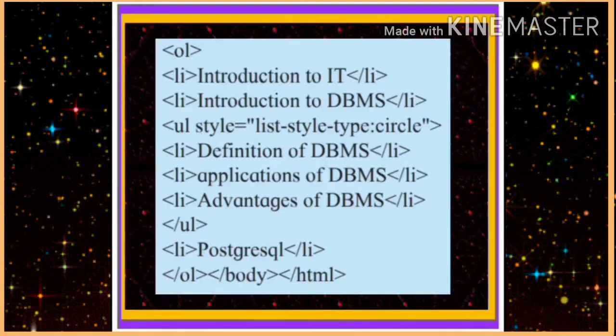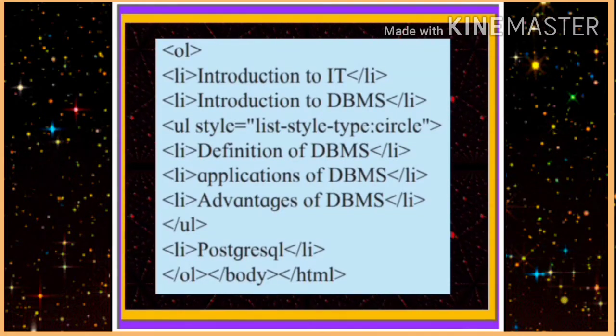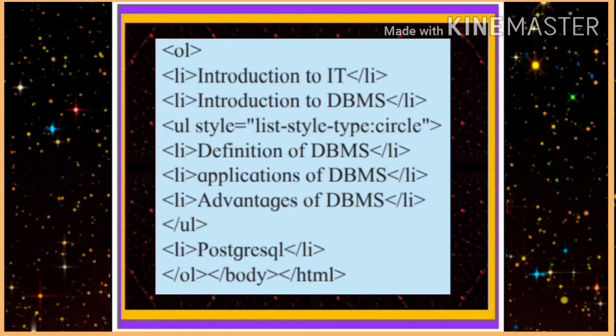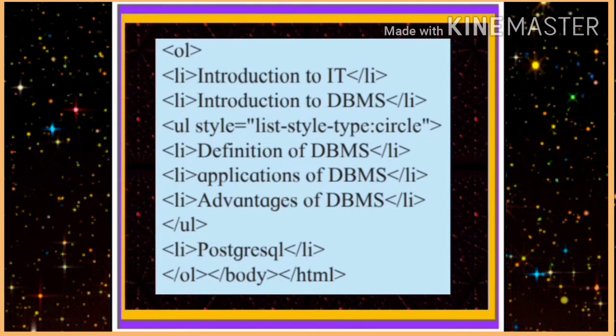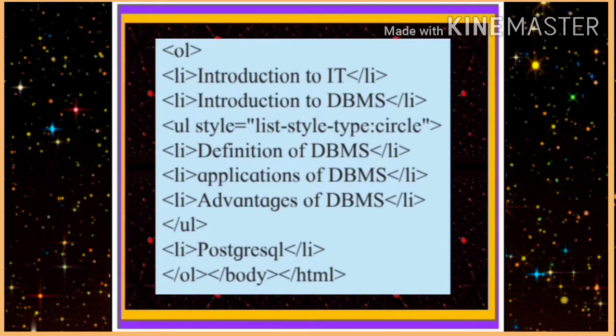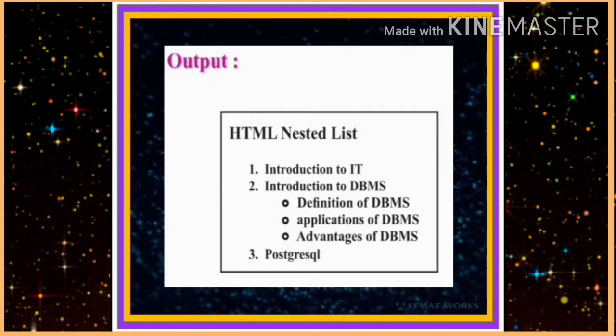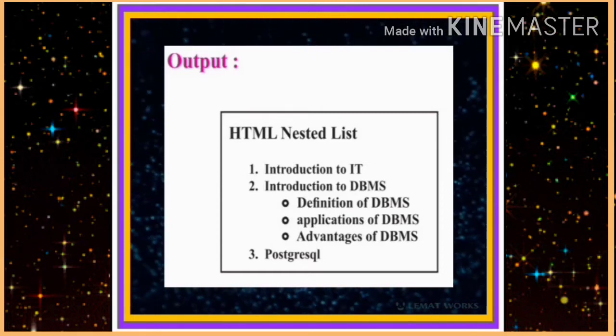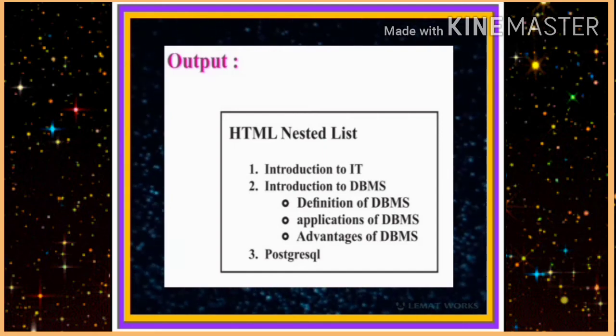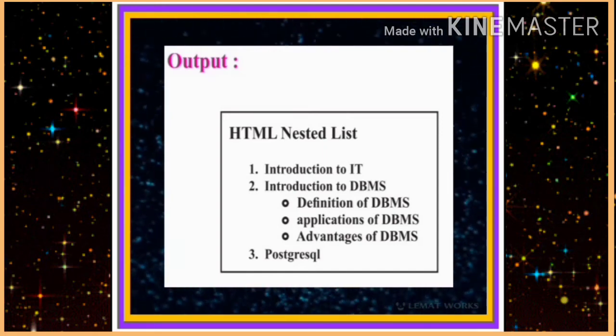In the UL tag, we want to display the elements in circles. So here we are using the cascading style sheet to display the small circles instead of bullets. Save the program, execute it on the browser and see the output. You will get two lists, list within another list. Here the unordered list is within ordered list.